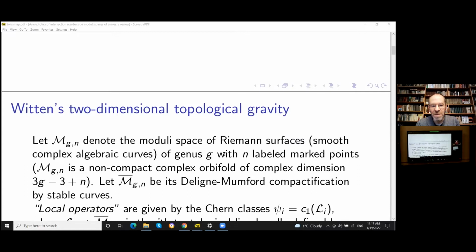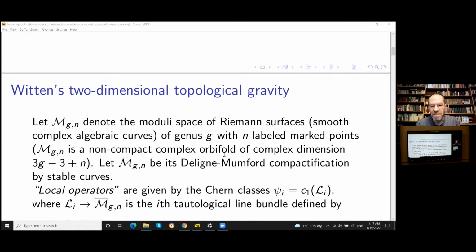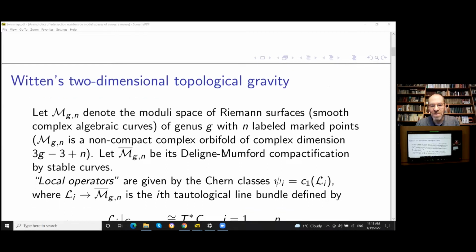I'm going to speak about asymptotics of intersection numbers that appear in models of two-dimensional quantum gravity. Let me start with Witten's two-dimensional topological gravity. This theory essentially lives on the moduli space of smooth complex algebraic curves, or Riemann surfaces, of genus g with n labeled marked points. The marked points are numbered from 1 to n.